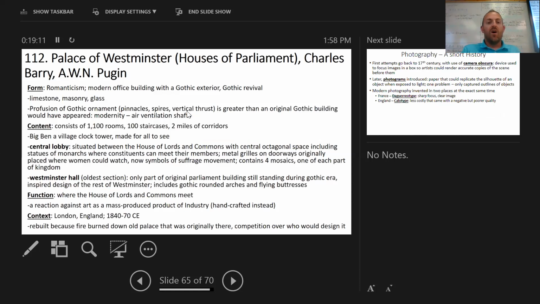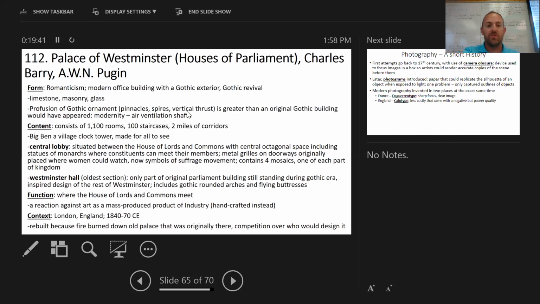So all right, again, this is a good example of Romanticism. Essentially, it's a modern office building is what it is. I mean, that's what this whole palace is. But it's got that Gothic exterior, this Gothic revival, which is very romantic. You see this a lot, and a good example is right here in the House of Parliament. It is largely made of limestone masonry and glass, which is what most of this stuff was made of back in the 1200s.